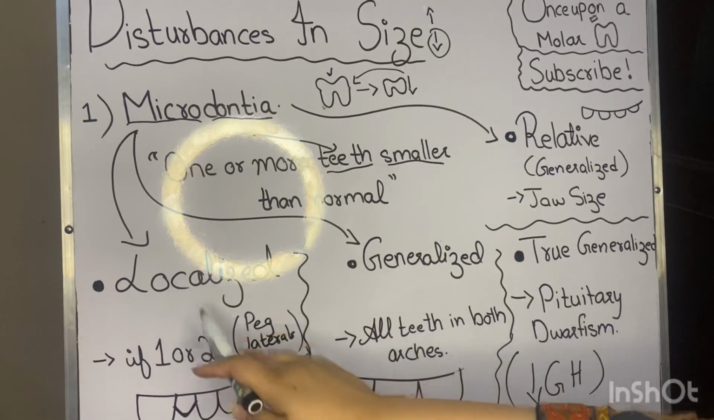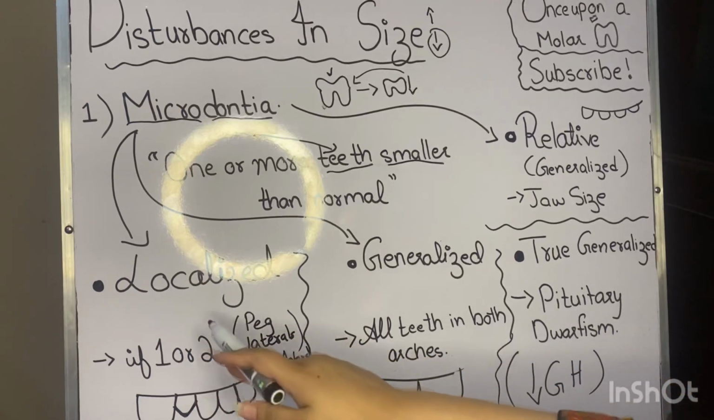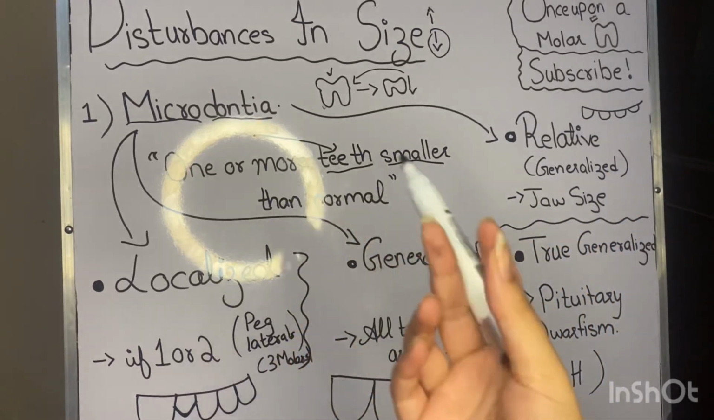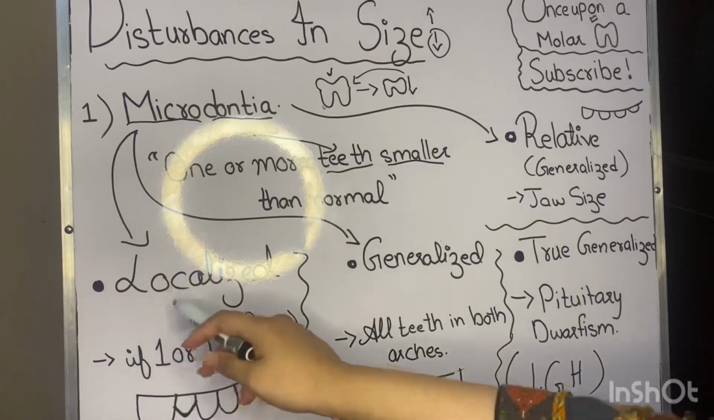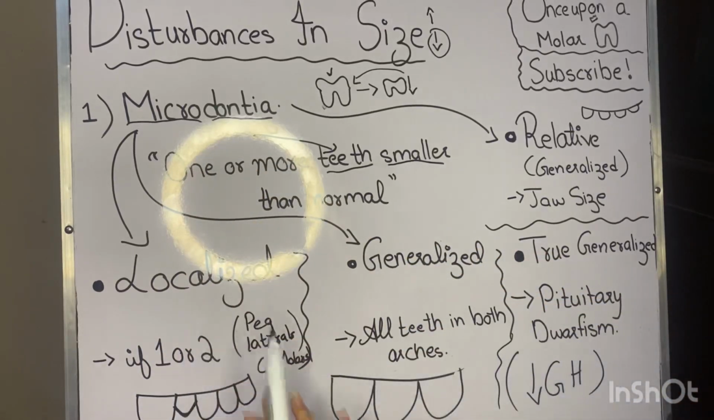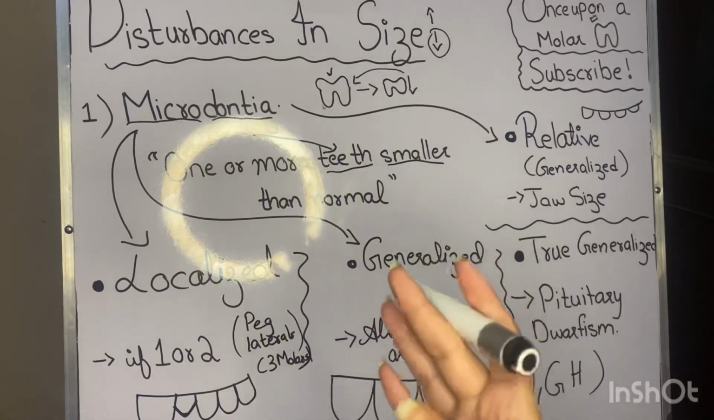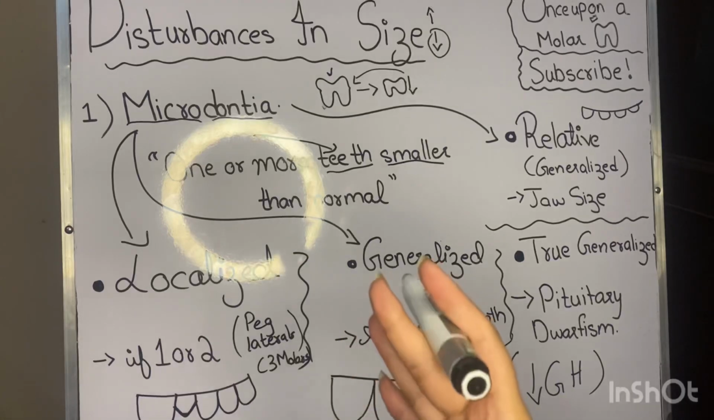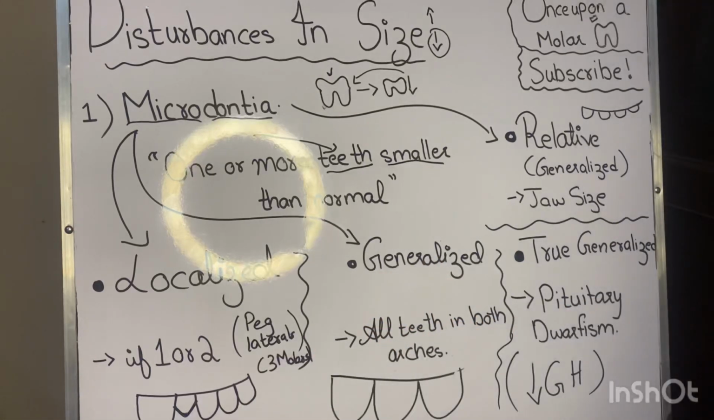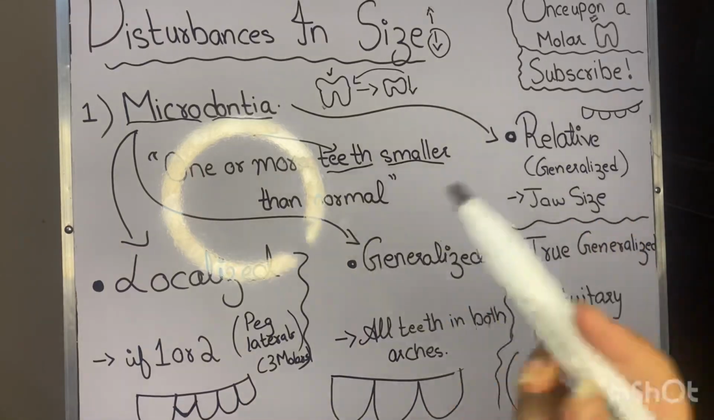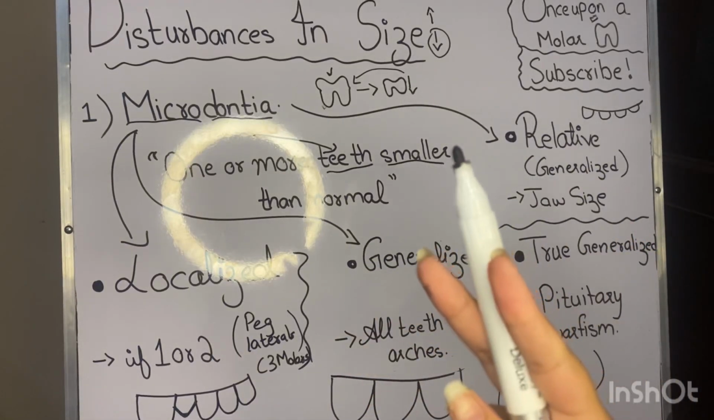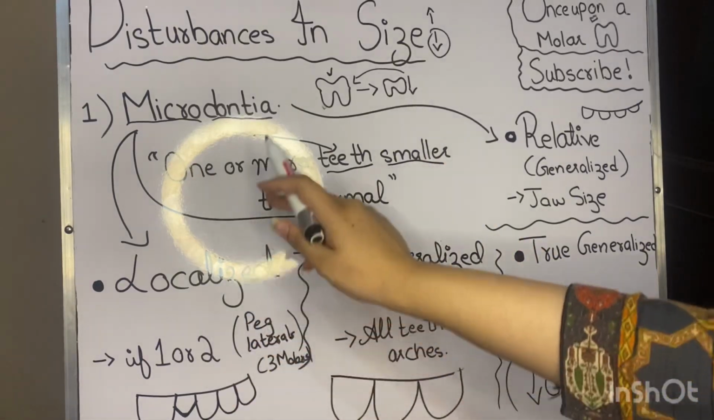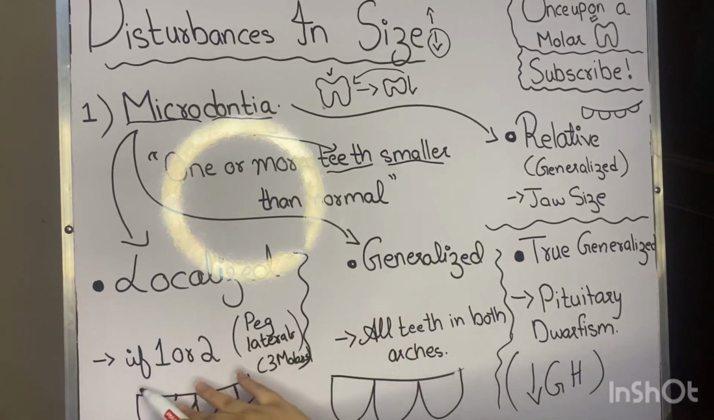So number one, the easiest one, which is localized. What do you mean by localization? Localized means something which is restricted to a certain area or something which is less in number. So by definition, localized microdontia means that one or two teeth are affected. If we don't count the third molars, let's suppose that we have 28 teeth, and out of those 28 teeth, about one or two teeth are smaller than their normal size. That is going to be a localized case of microdontia. So localized if one or two teeth are affected.